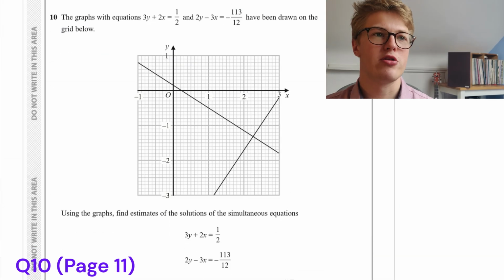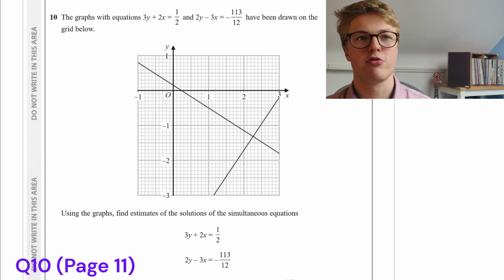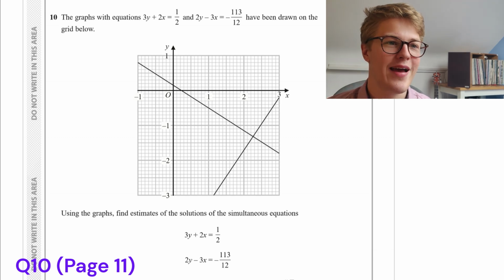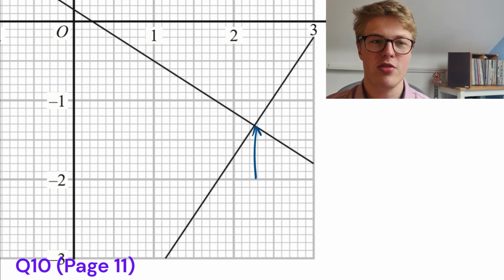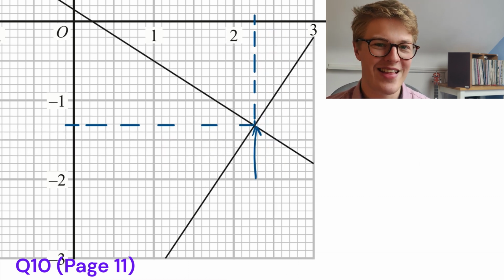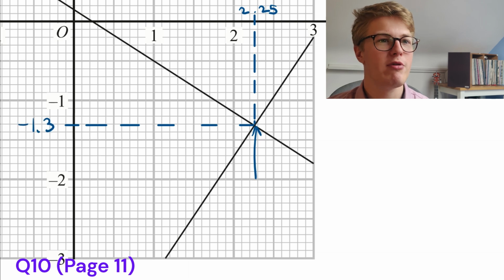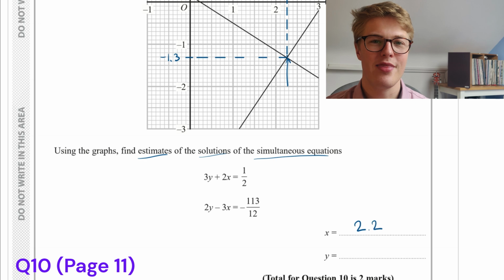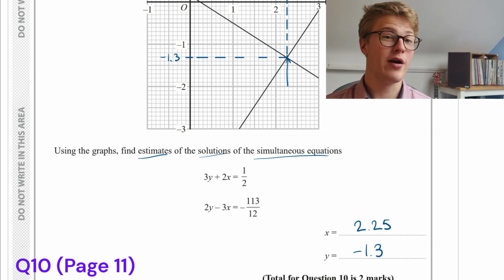The graphs of the equation 3y plus 2x equals a half and 2y minus 3x equals minus 113 over 12 have been drawn on the grid below. Using the graphs, find estimates of the solutions of the simultaneous equations. So, because we're given the same simultaneous equations as we have graphs on the grid, we can just find the intersection of both, and this will be our estimate for the solution. So, we read off our graph, and we end up with 2.25 and minus 1.3, and therefore x is 2.25 and y is minus 1.3.